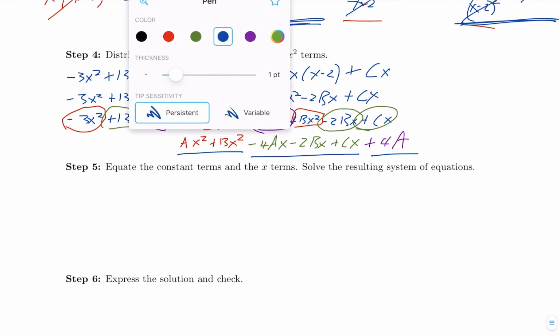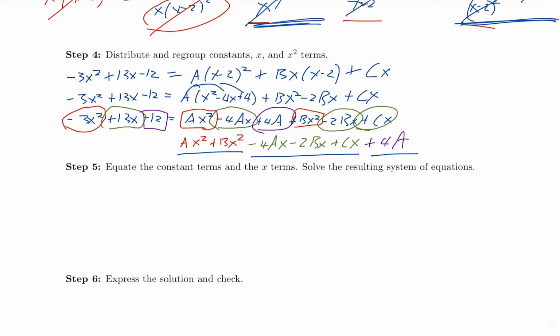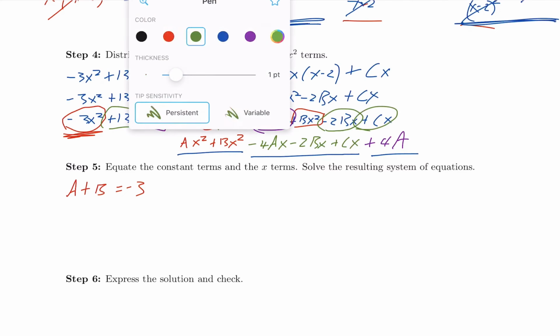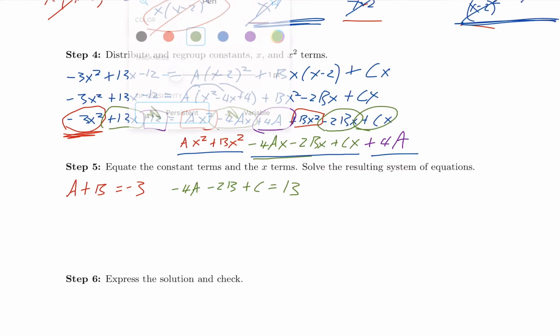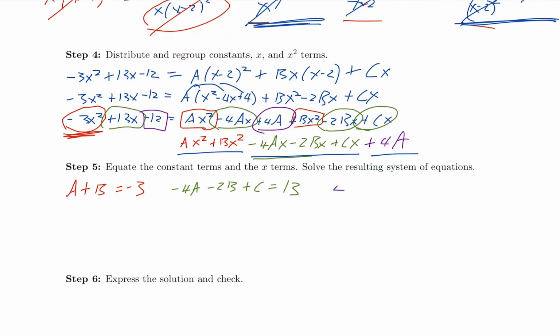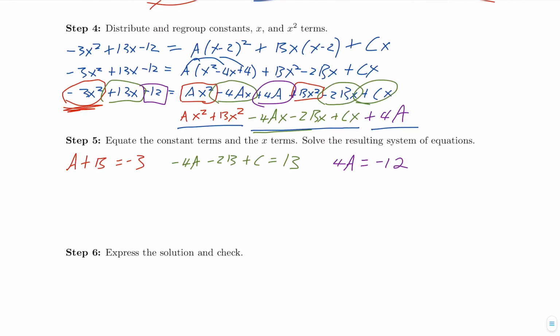Now let's set this up. Okay, so this tells us that the red part, ax squared plus bx squared, tells us that a plus b must give us negative 3 according to this, right? And the green part tells us that negative 4a minus 2b plus c must give us 13. And lastly, the purple part, 4a must give us negative 12. So write all these three equations.